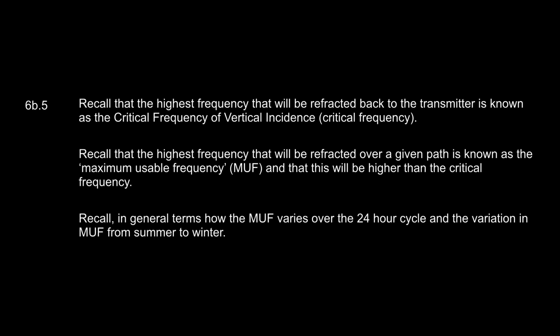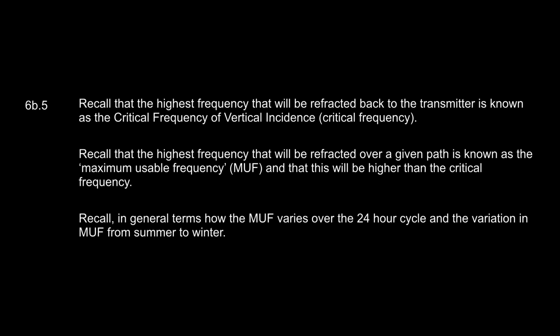So back to the syllabus, we need to recall that the highest frequency that will be refracted back to the transmitter is known as the critical frequency of vertical incidence, or the critical frequency. Now we'll have a look at that in a minute. It's related to the maximum usable frequency, but instead of beaming your signal off into the distance and trying to achieve a low angle of incidence onto the ionosphere, the signal is beamed up vertically, and there are test stations called ionosondes that perform this function.